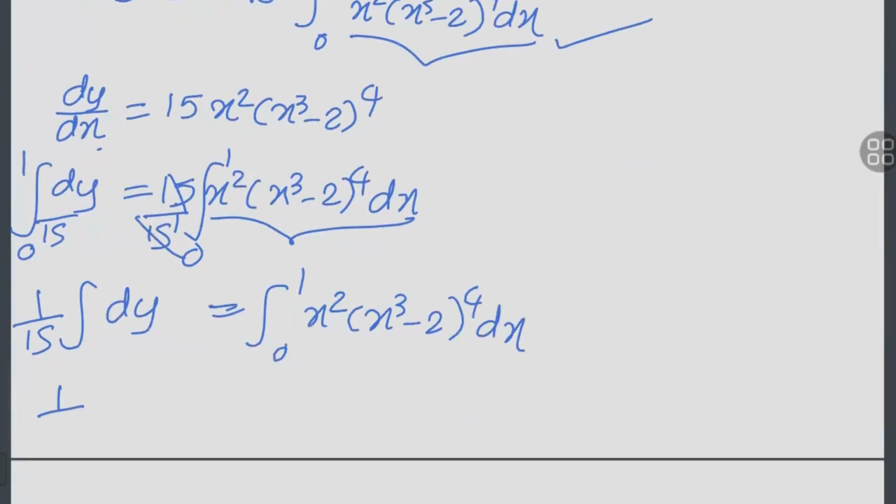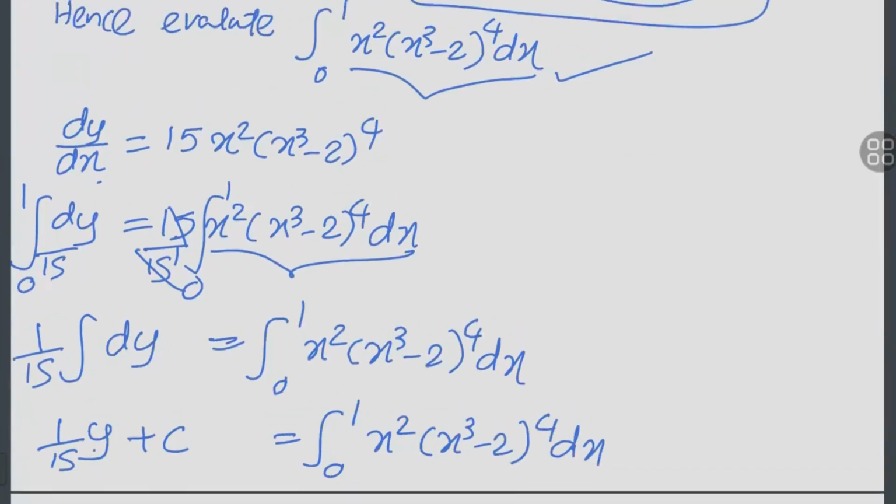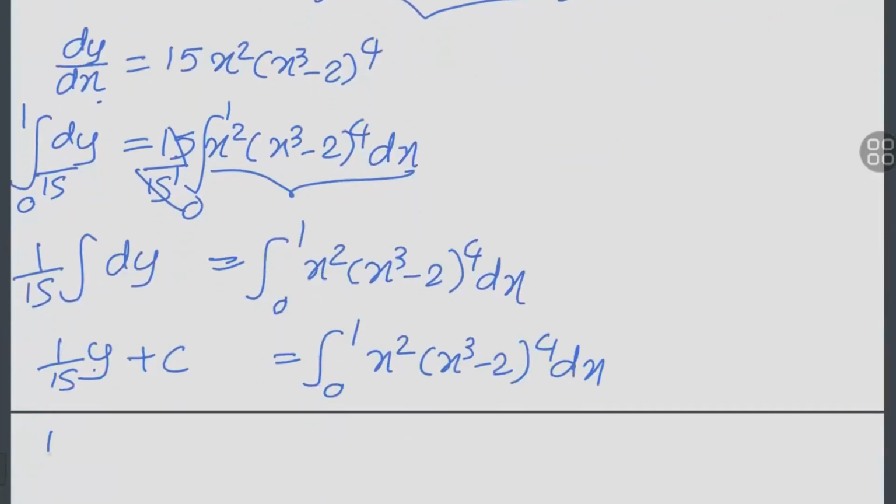1 over 15 y plus c. This is the answer we have taken. The only thing is, we need to apply what our y is. Y is what? This one: x cubed minus 2 to the power 5. We have taken the answer. Actually, no need to see, they have given all these limits 0 to 1. Apply 0 to 1 and get the answer.